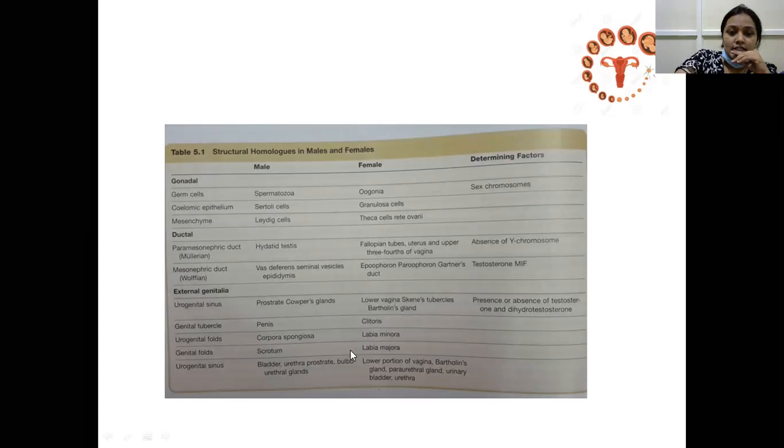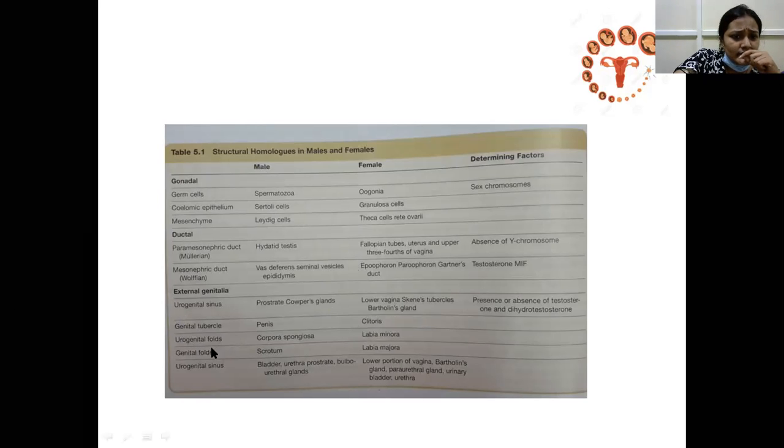See the genital tubercle. What I have told you, the Mullerian tubercle, is different from the genital tubercle. The Mullerian tubercle is the fused caudal part which fuses with the sinovaginal bulbs coming from the urogenital sinus. Here in the external genitalia, it is the genital tubercle which forms the penis in males, and the homologous part of the penis in females is the clitoris.